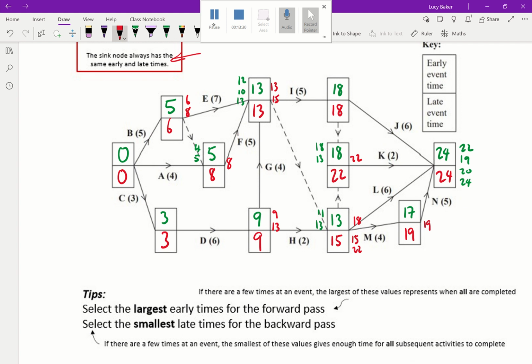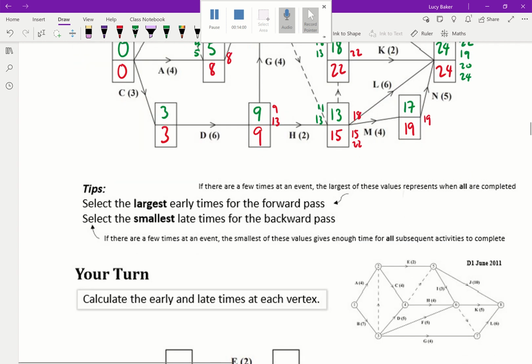Now these late times relate to the latest time at which I can leave this event and move on to the next activity. So it means that, say it's 22 over here, at time 22, I need, at the latest, to leave this event and complete activity K. So it's just going to help us figure out timelines later of these various events.